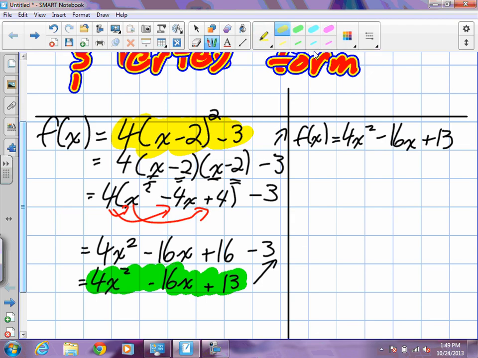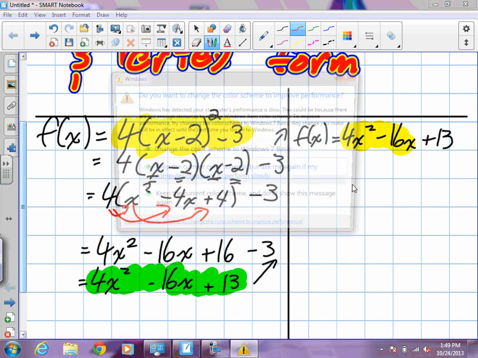The very first thing we're going to do is divide the first 2 terms, just the first 2 terms, by the coefficient in front of x squared. What is the coefficient in front of x squared?